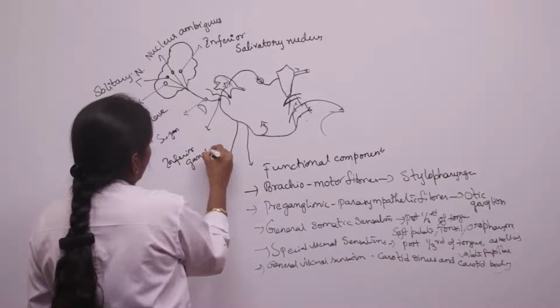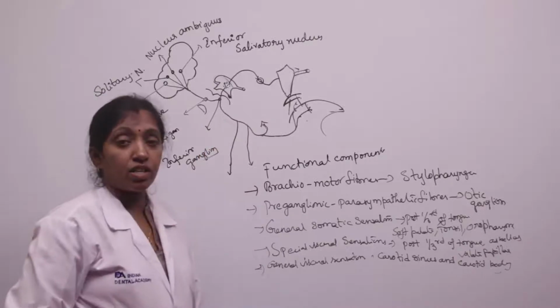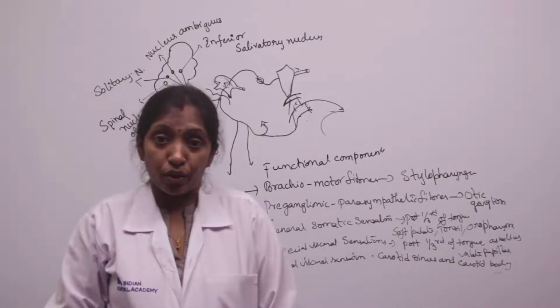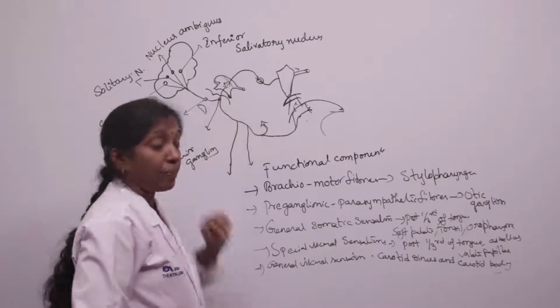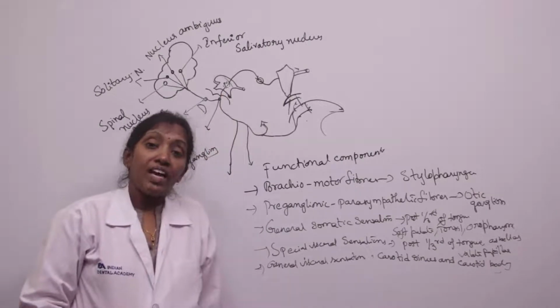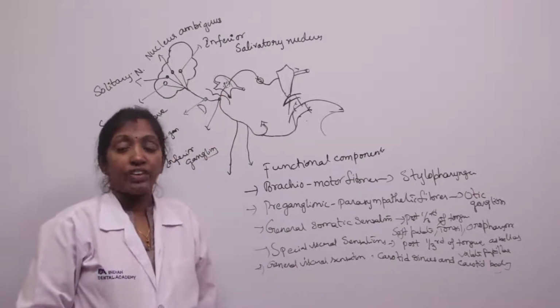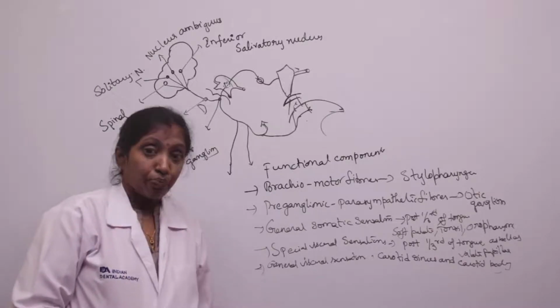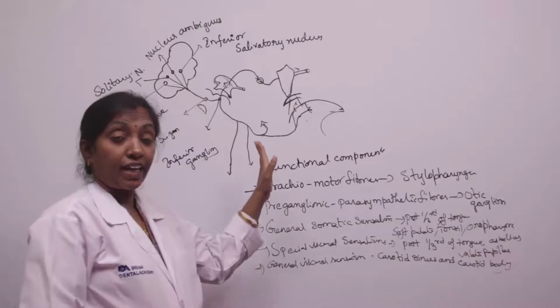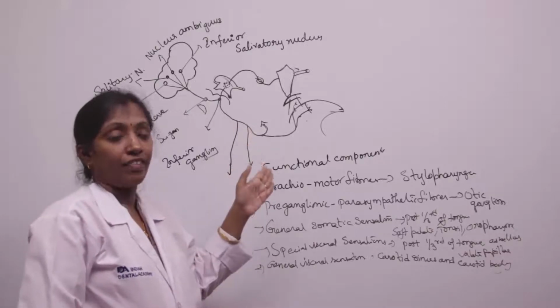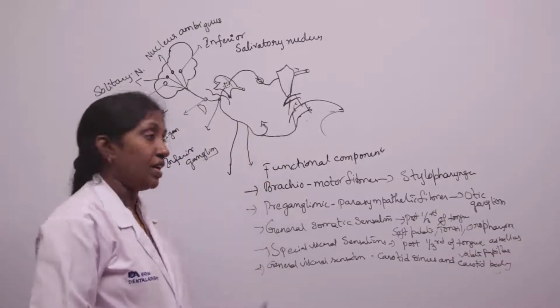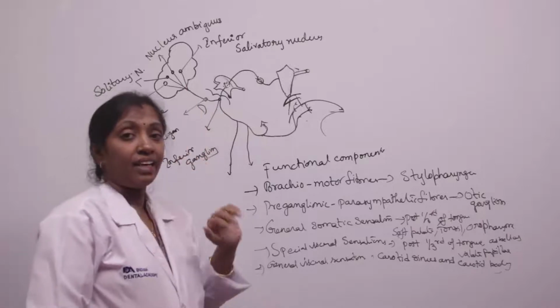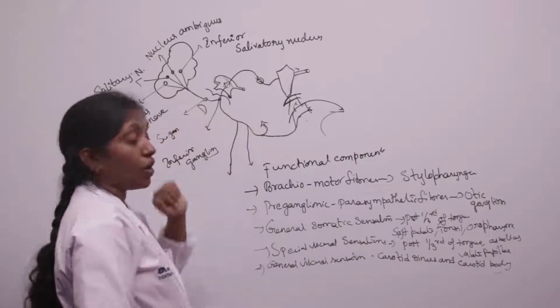The glossopharyngeal nerve comes out from the middle compartment of the jugular foramen along with the 10th and 11th cranial nerves. The glossopharyngeal nerve itself is the 9th cranial nerve.